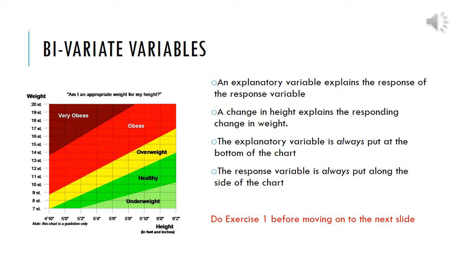When a change in one variable explains a change in the other variable, we call it an explanatory variable. Explanatory sounds a bit like explain. Thinking about the relationship between height and weight, height is an explanatory variable because a change in height explains the change in weight. This is shown by the image in the above slide.